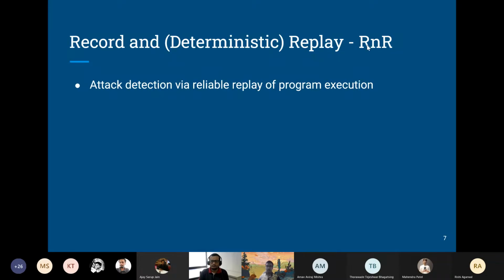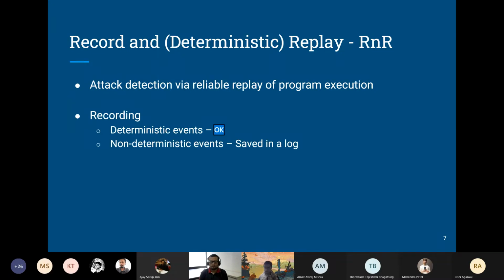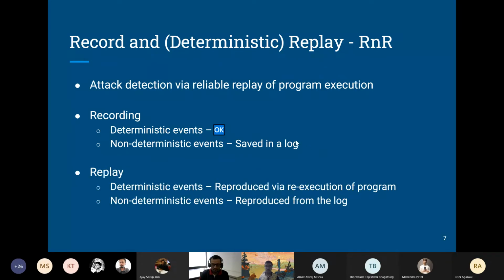Record and deterministic replay. This means you perform attack detection via replay of whatever program execution happened, and deterministic because we want to ensure that whatever events happened, for example interrupts, network calls or IO, are replayed as they were. There are two parts to this, recording and replaying. In recording, deterministic events are just fine. For example, an instruction was executed because the program counter was pointing there, that's deterministic. Non-deterministic events are saved in a log so that they can be replayed easily.